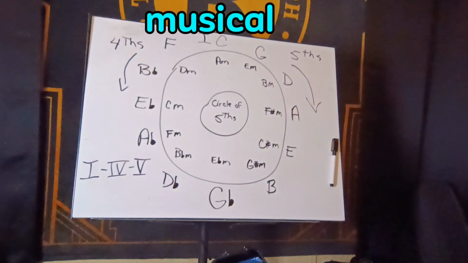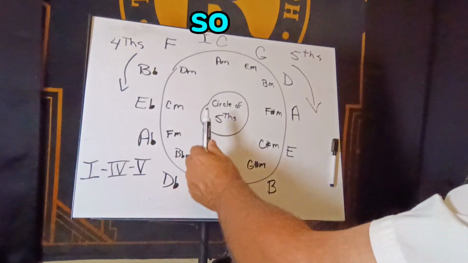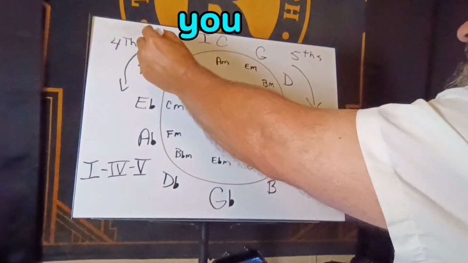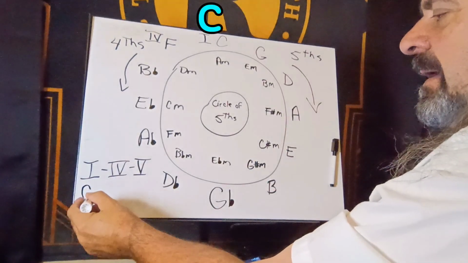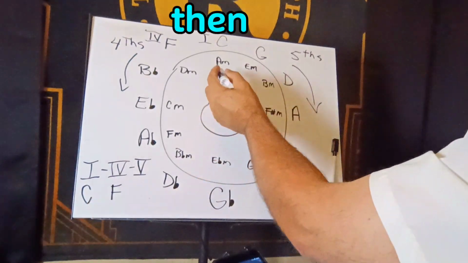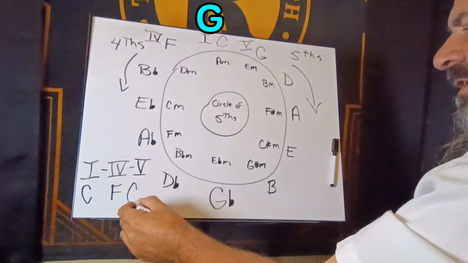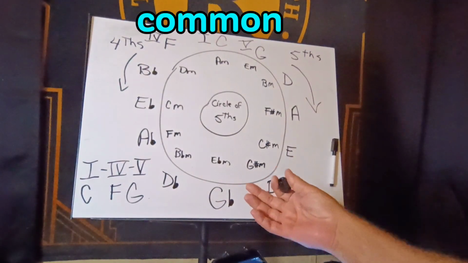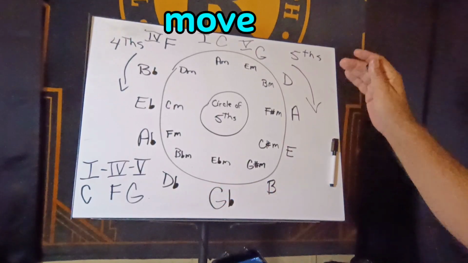So you could have a musical movement like 1, 4, 5. So here's your 1. You move to your 4 chord, and there's your F. So here's your C, your F, and then if you move from your 1 this way, that's your 5 chord. So there's your G. You can play lots of common songs with a 1, 4, 5. And you can move this anywhere.